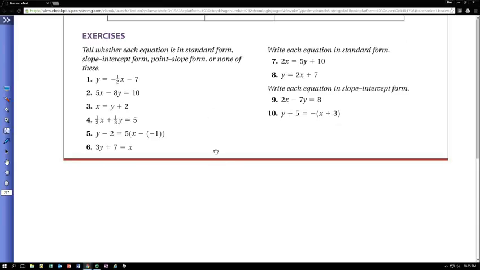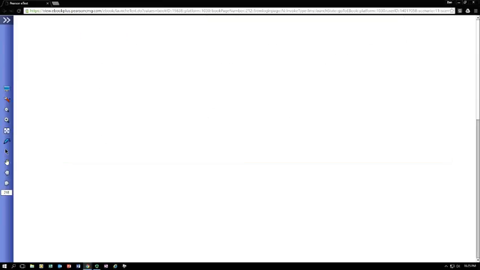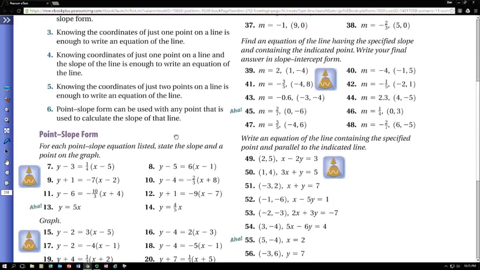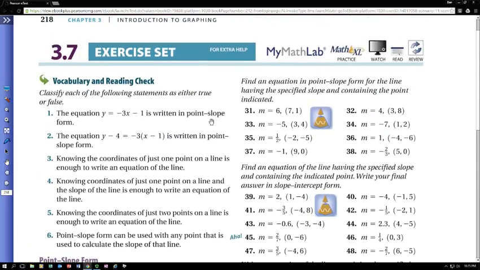Okay, and that's the end of this section, and that's actually the end of the chapter. And so we're into testing and quizzing first, and then we'll have chapter tests.